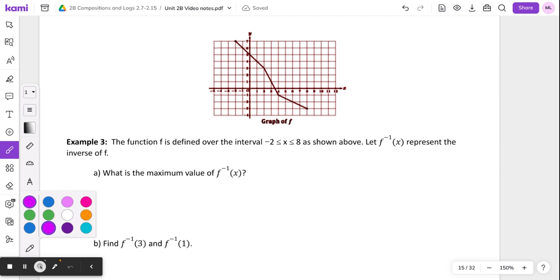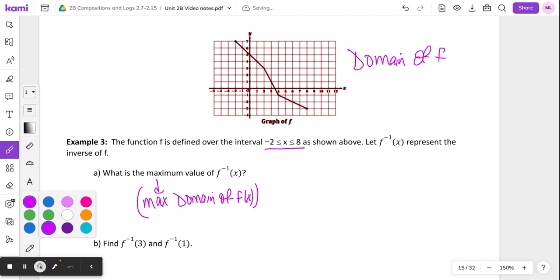All right, next one, we've got this function f given to us over the interval -2 to 8. Let f inverse represent the inverse of f. What is the maximum value of f inverse of x? So that means the maximum y of the inverse. So then we would look for the maximum domain value of f, because then that would end up being the maximum range value for the inverse. So the maximum domain value of f is 8, right?